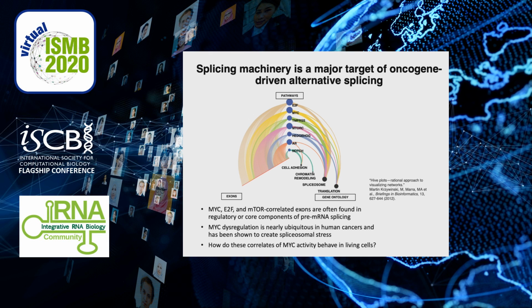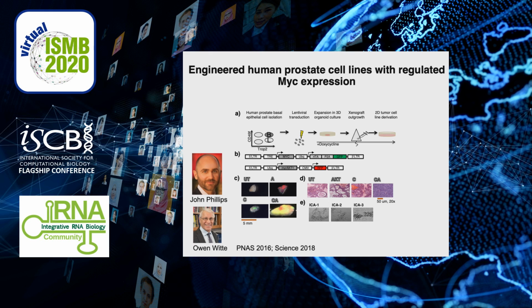Well, this is a very interesting phenomenon, but we all know that correlation doesn't suggest causation. So far, everything is based on large-scale correlational analysis. Experimental perturbations are needed. Therefore, John Phillips from the VT lab developed and engineered a human prostate cell line with regulated MYC expression.